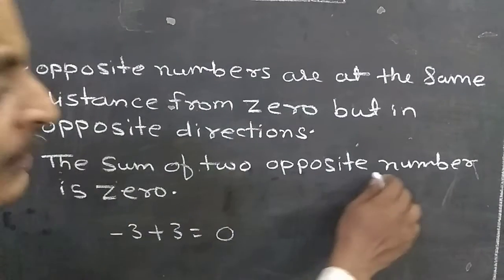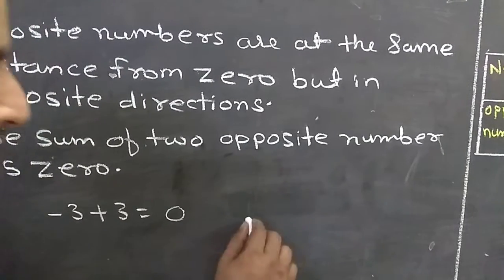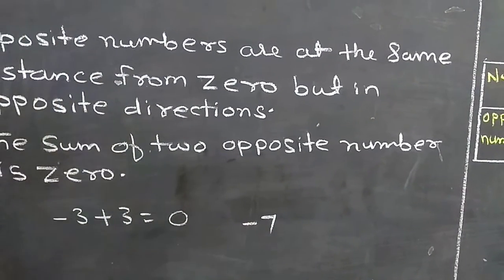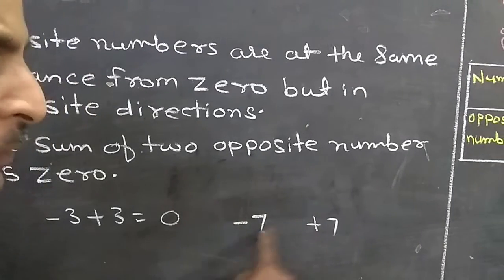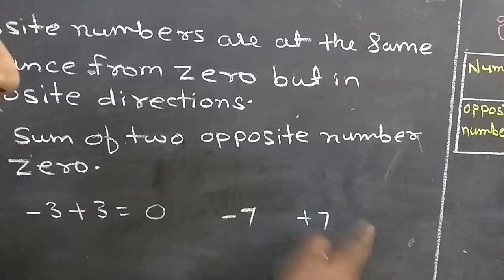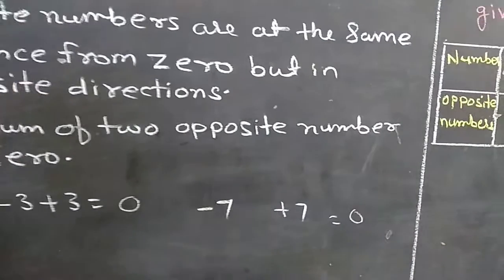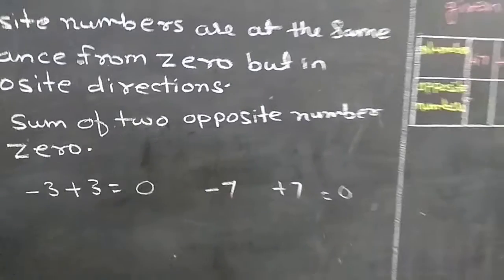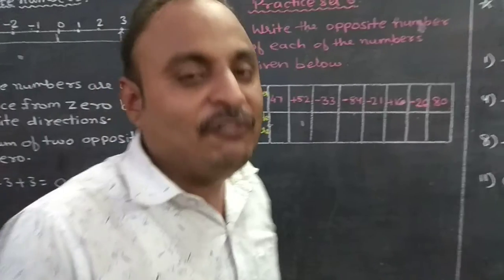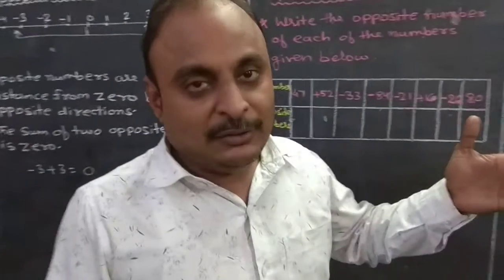And why is it called an opposite number? Because both numbers are the same but have a different sign. For example, if I take minus 7 and plus 7, both are the same number but have an opposite sign, so both lie in the opposite direction on the number line, and their sum will be 0. Now based upon this we will do our practice set 6, and my dear students, it is very easy. You only have to change the sign. So let us see what practice set 6 is.